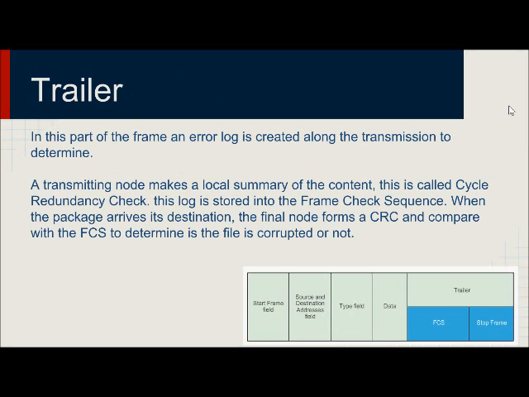Trailer. In this part of the frame, an error log is created along the transmission. A transmitting node makes a local summary of the content. This is called Cyclic Redundancy Check, CRC. This log is stored in the frame check sequence. When the packet arrives at its destination, the final node forms a CRC and compares it with the FCS to determine if the file is corrupted or not.